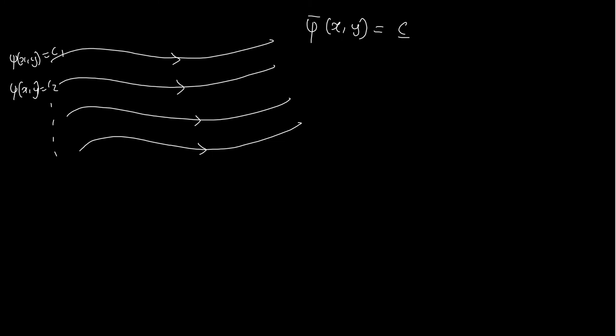So I can say that the distance between these two streamlines would be c1 minus c2, which is the same as psi 1 of x comma y minus psi 2 of x comma y. This is just to give you an intuitive picture of how to think about streamlines, with delta psi. And you can also write this in polar coordinates in case you require that.